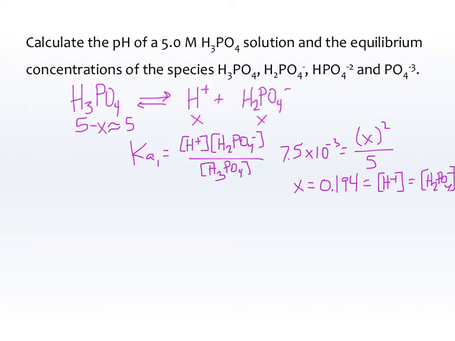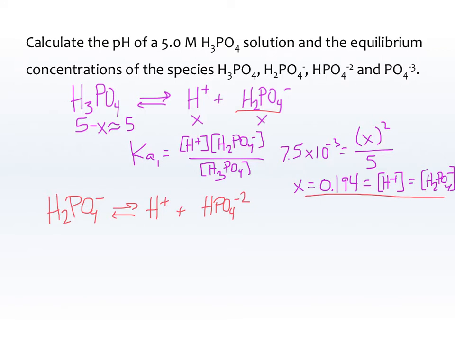So now we need our second ionization. We're going to start with the second acid, H2PO4 minus. And I have H plus because it's going to lose one hydrogen, and HPO4 minus 2. So we already said that H plus is 0.194, and H2PO4 minus is 0.194. When it comes to equilibrium, this will be minus x, plus x, plus x.